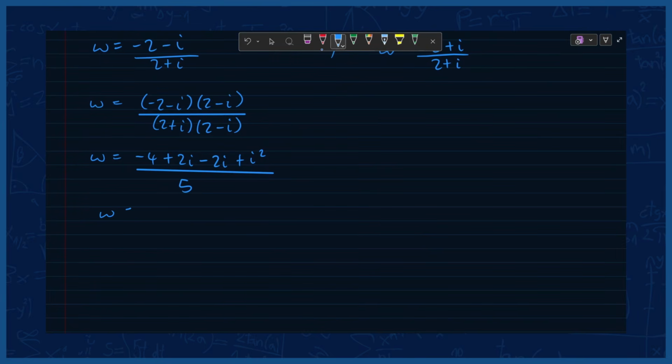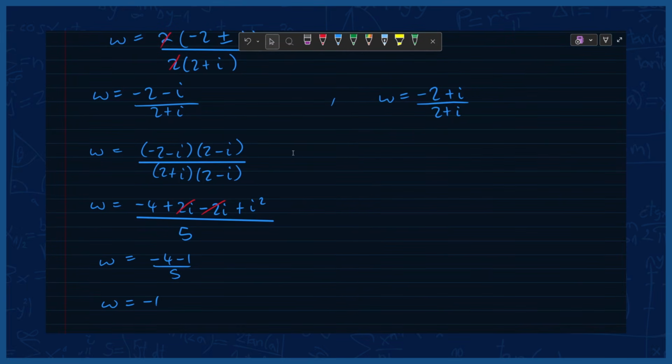And so let's simplify. w is equal to, I can see in my numerator, these two cancel out, and I end up with negative 4, and then I know i squared is negative 1, so I've got negative 4, negative 1 over 5, so I've got negative 5 over 5, so I get w is negative 1 as part of my solutions. Let's evaluate the other one. So again, here we're going to multiply by the complex conjugate of the denominator. So in this case, that is the 2 minus i.